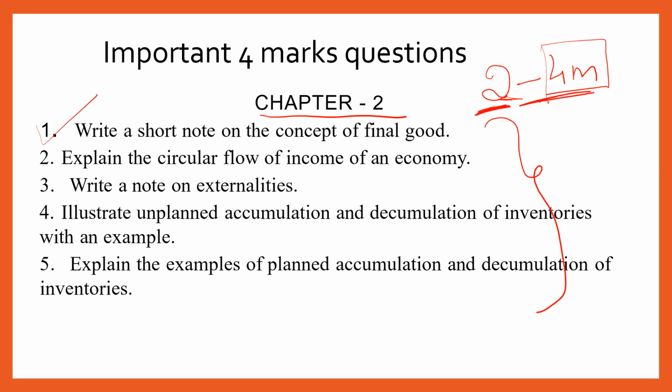That is, write a note on final goods, circular flow of income, externalities, then illustrate unplanned accumulation and decumulation of inventories, and explain the example of planned accumulation and decumulation of inventories. Okay, dear students, from this chapter, how many questions? 4 marks, 2 questions. So prepare very well.